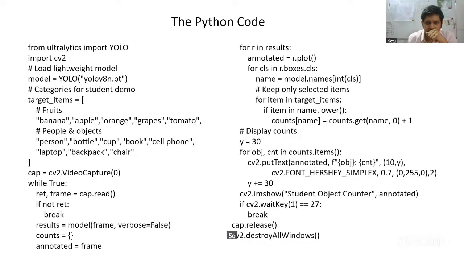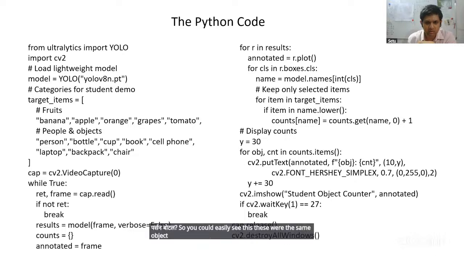You can see we have defined target items. In this case, we are only targeting the model to see these types of objects: banana, apple, orange, tomato, person, bottle. You could easily see this. These were the same objects that I showed to you.